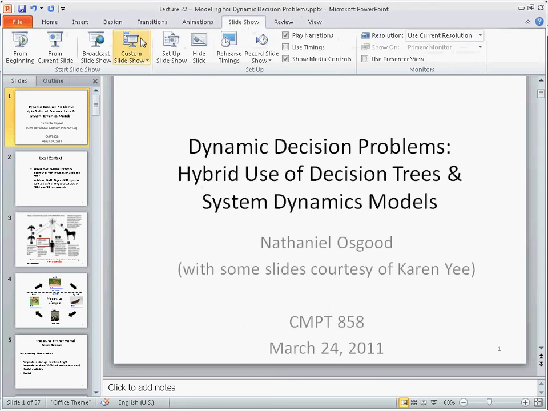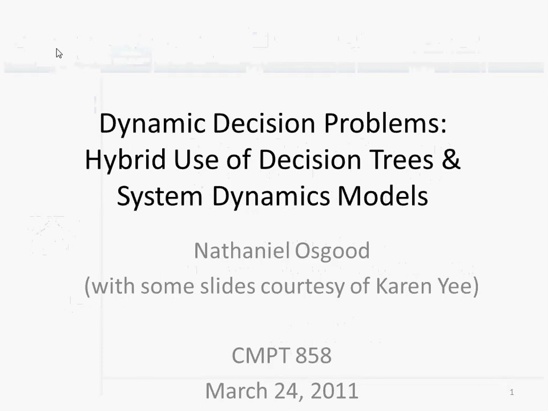We're going to be talking today about something that I touched on at the end of last class, which is this issue of dynamic decision problems. These are decision problems that involve not only complex dynamics, where we might need a simulation model to help us understand the response of the system to our choices, to our decisions, or response of a system to external assumptions about factors outside our control.